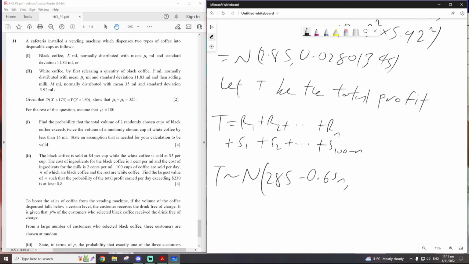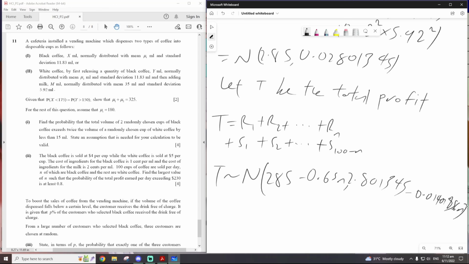It's a very lengthy calculation. But essentially what you're going to get is 2.801345. Okay, you need to account for the difference in n. So even though it's variance, you are actually doing a minus here because of the fact that you are doing 100 minus n independent observations for the variance of the white coffee. You get 0.0141856n.